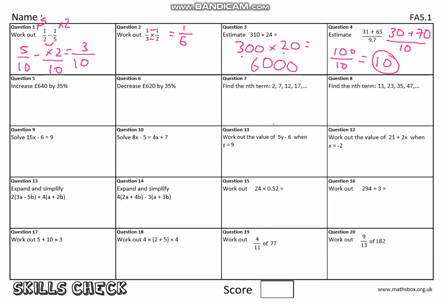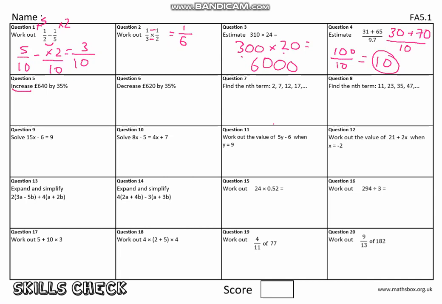Okay, so on to the next one. It says increase £640 by 35%. Now, increase means we're going up, so the number that we're expecting as our answer must be more than £640, and we've done these in class. So the first thing, we'll do it the non-calculator method. Obviously, you could do it using a calculator as well, which we'll go through in a second. So, if it was non-calculator, we'd want to find our 35% of £640, and then we would add it on, okay?